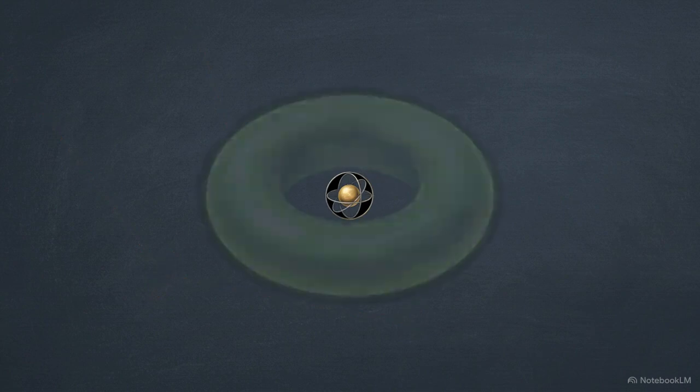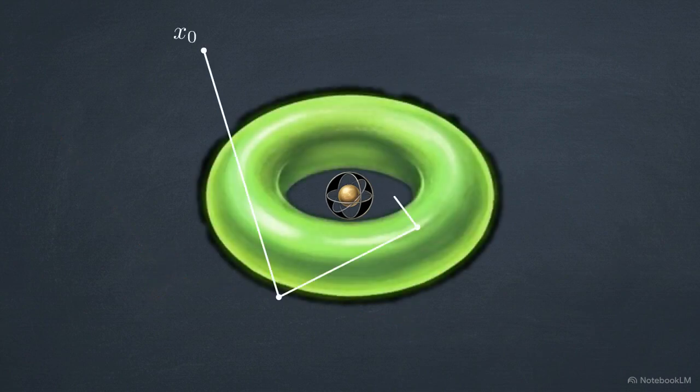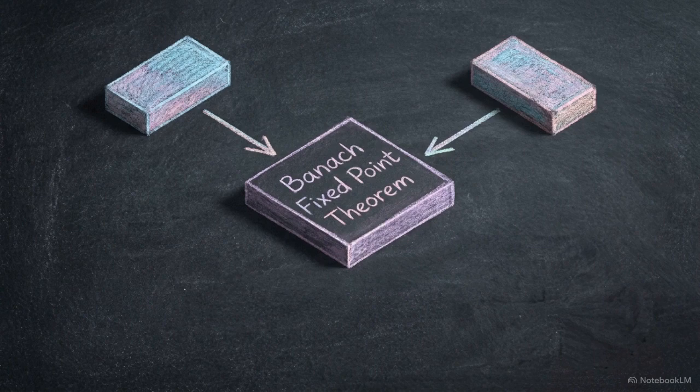But to do that safely, we need a rigorous mathematical guarantee that our loop is actually moving toward the true solution, rather than wandering off into infinity. This flowchart lays out the 2 strict prerequisites needed to secure that guarantee, using the Banach Fixed Point Theorem.